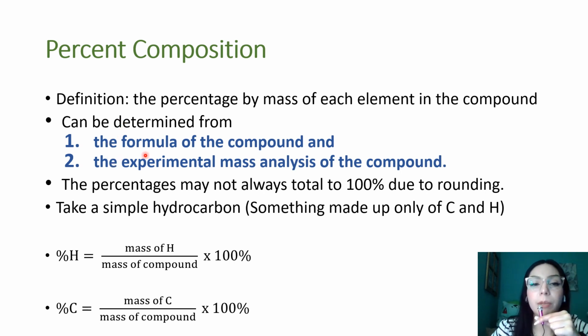It can be determined from the formula of the compound and also from the experimental mass analysis. In other words, you'll be given percentages of the elements. So for example, let's say we have a hydrocarbon. So this is a compound just made up of carbon and hydrogen. You would take the mass of the hydrogen divided by the mass of the entire compound, multiply by 100, and you would do the same thing for the carbons.